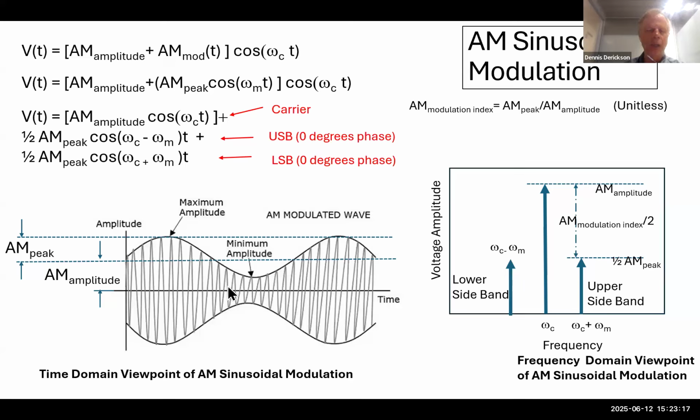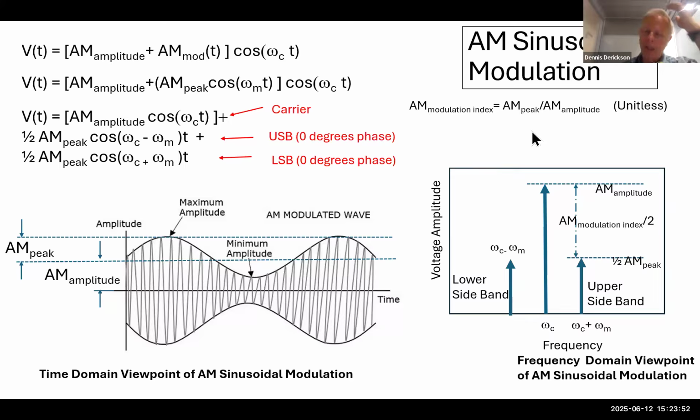Now, in the time domain, what we have right here shows this high frequency carrier, which is associated with this AM amplitude. So the amplitude of the AM is just the mid-range value of the amplitude, but we have modulation on it, so we have some peak value of the modulation right here. If the AM amplitude and the peak modulation are the same, that would be called a 100% modulation index. Here's the modulation index, the ratio of AM peak divided by AM amplitude. So this is a time waveform.